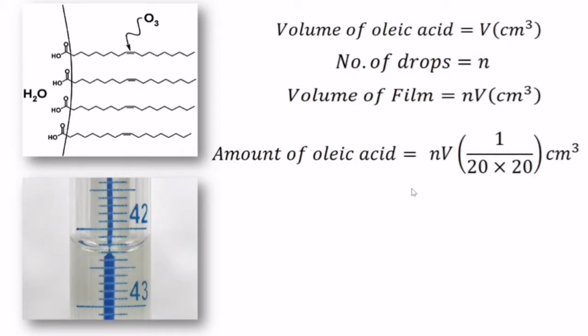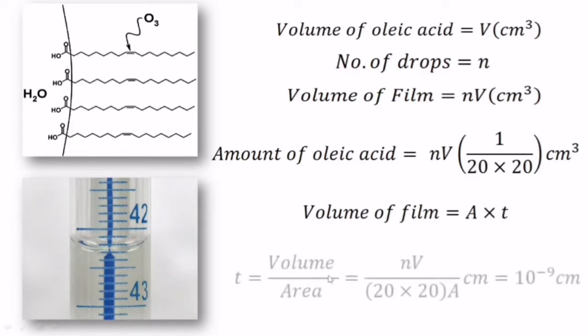Now the volume of a cylinder is base area into height. So the volume of the film will be A into t. A we already know, and t we have to calculate. So t equals volume by area. nV by 400 is your volume and A is your area. So this approximately you will get as 10 to the power minus 9 centimeter, and that is one of the methods to measure molecular sizes in the nanometer range.